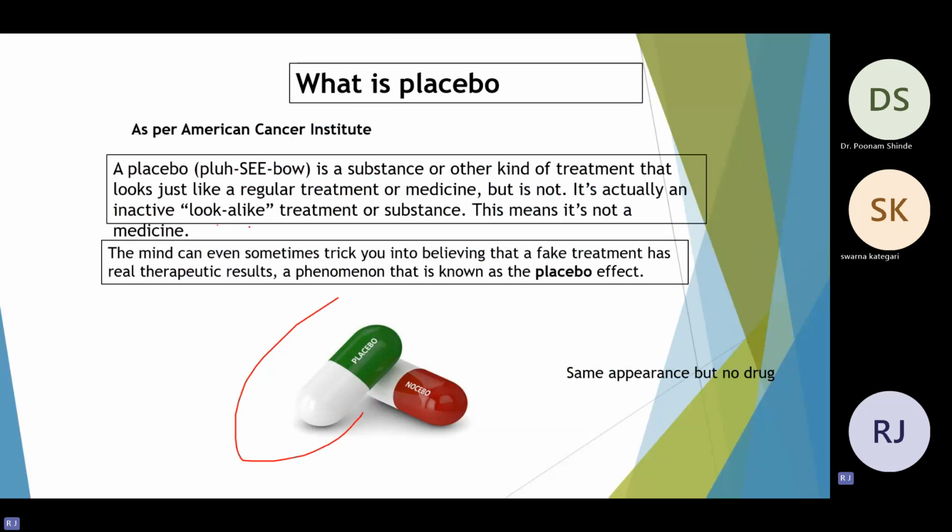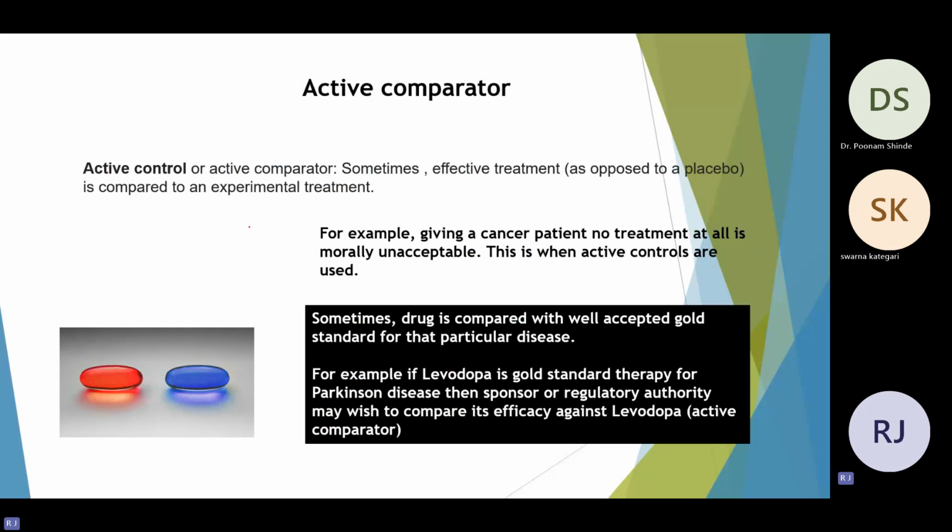Okay, that is placebo. The second term that we will use going forward is active comparator. You understand, right? What is placebo? Inactive substance with no effect. Now, what is an active comparator? This term we are going to use very much going forward. So for now, just understand the definition.